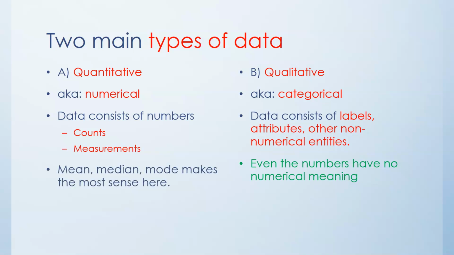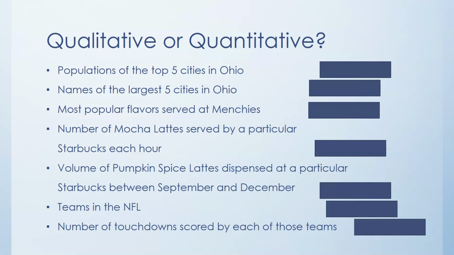When we talk about mean, median, and mode, it really makes more sense with quantitative data. If we have numbers, we can do number things with those numbers. With qualitative categorical data, really the best thing we can do is compare proportions. So let's look at some examples. Here's a list of different things. Let's just run through them, and let's figure out if they're numerical, which is quantitative, or categorical, which is qualitative.